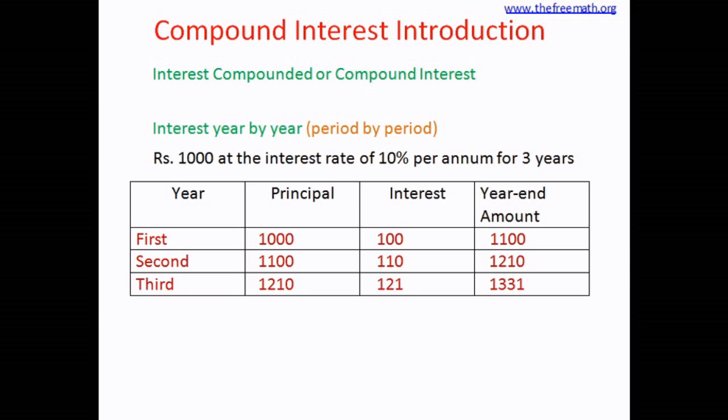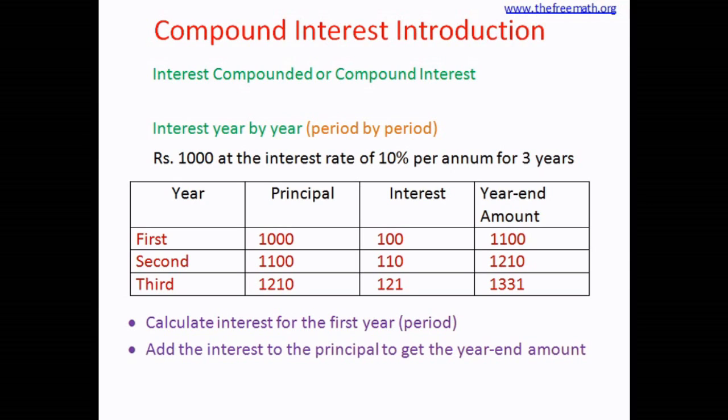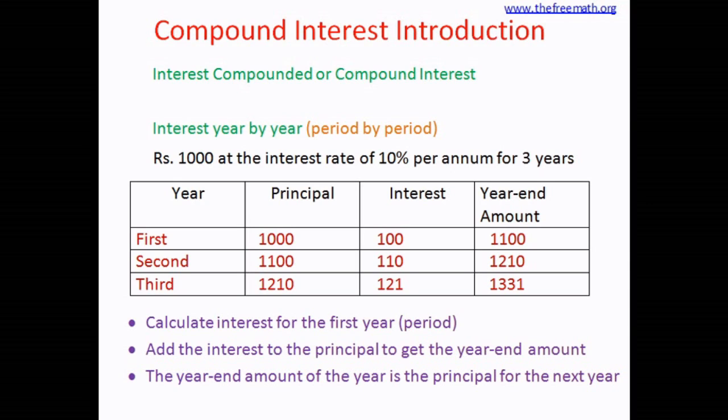So let's see how we did all the calculation. The first step is calculate interest for the first year or for the first period. Every time when I say year, I also want to say period, because sometimes the interest rate is not per year, but it could be per month or per 6 months. So I just want to make sure that we don't think that it is always a year. It could be any defined period. The second step is add the interest to the principal to get the year end amount. And the third step is the year end amount of this year is the principal of the next year. This is how we calculate compound interest.